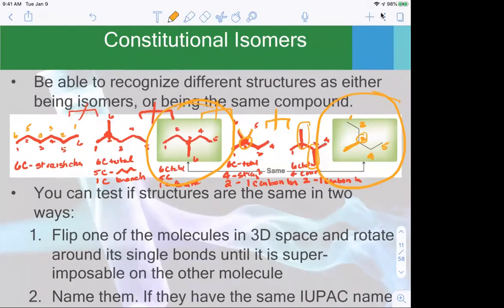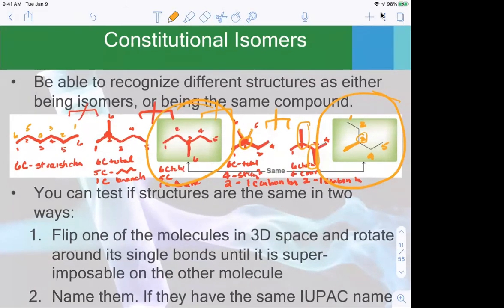Now, the best way to make sure that you know what you're doing is to build a model. You can flip the structures in 3-dimensional space. You can rotate it around its single bonds until it's superimposable on the other molecule. So the best way to do this is going to build the model and rotate things, see if they're the same or if they're different. You want to pay attention to the connectivity. Are they connected on the same carbons? But recognize the carbons can be flipped around, right? I can rotate it by 180 degrees, right? I can rotate it any way I want to.